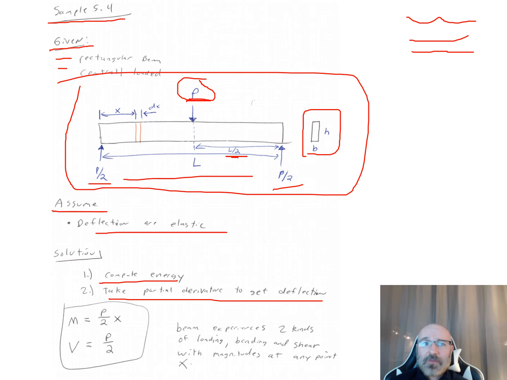If we think about this problem, we realize the beam is going to experience two different kinds of loading. It's going to experience bending and it's going to experience shear, with magnitudes at any point x. x again is this distance along our diagram up here. This is why it's great to have this diagram to get a visual of what we're doing along the way. So let's define our bending and our shear. Our bending is going to be our M, depending upon our distance, P over 2 times x, and our shear is just going to be that P over 2 that we're seeing in our diagram. So that is our loading for our bending and our shear.